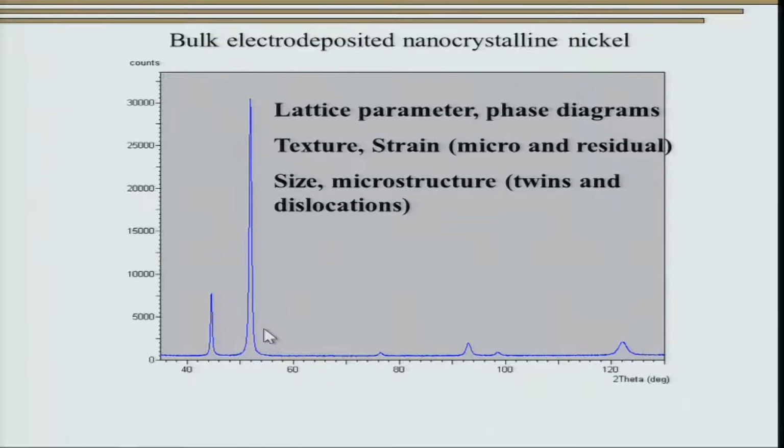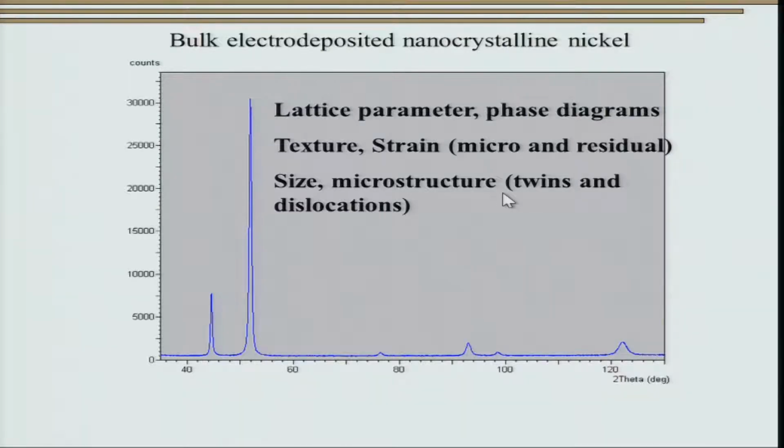Another important point that is to be mentioned is that the exact lattice parameter of the nanocrystalline nickel obtained from this diffractogram is slightly different from the one that was expected in the stick pattern. In addition, we see that the intensity ratio is also different. All these indicate the presence of texture, strain, as well as broadening due to size and microstructure.